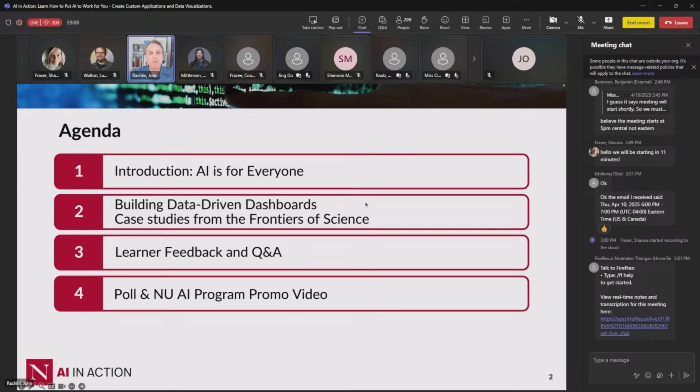So this is what we'll be doing tonight. I did want to say a few opening remarks about the nature of artificial intelligence and how it's making computer science more inclusive. AI really is for everyone. And then we'll dive right in. I've prepared a few case studies on using Claude to build data-driven dashboards. And these are going to be case studies using real data from the frontiers of science. These are not toy data sets. I really wanted to push Claude to its limits and see what it could do for us. And then afterwards, we'll have a Q&A.